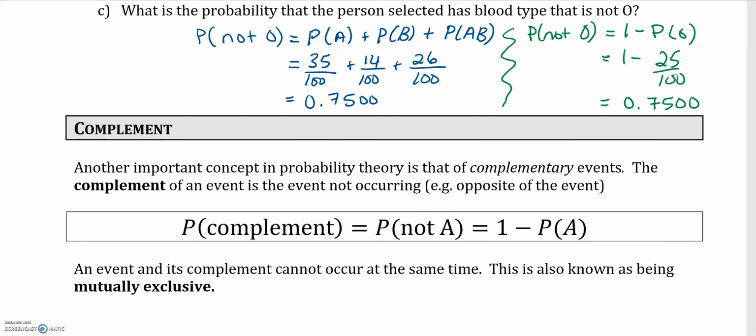This example brings us to the idea of complementary events and our very first probability formula. For an event A, the complement of A is not A. Okay, so we define the formula. The probability of A not occurring is equal to 1 minus the probability of A occurring. An event and its complement cannot occur at the same time, and this is known as being mutually exclusive. If events are not mutually exclusive, we cannot use this complement formula.